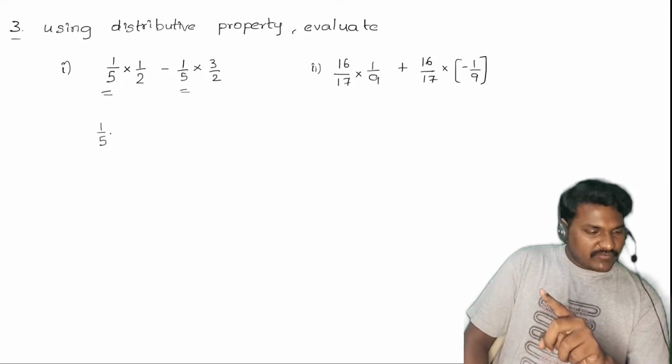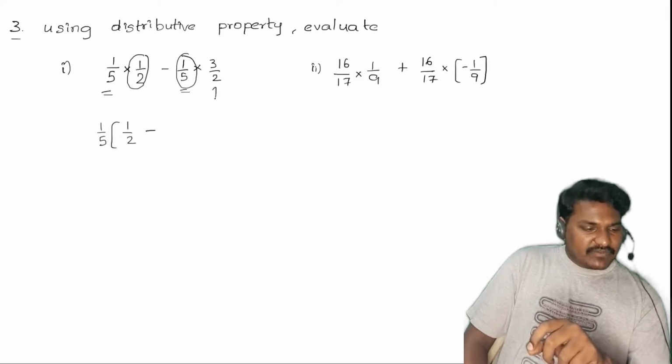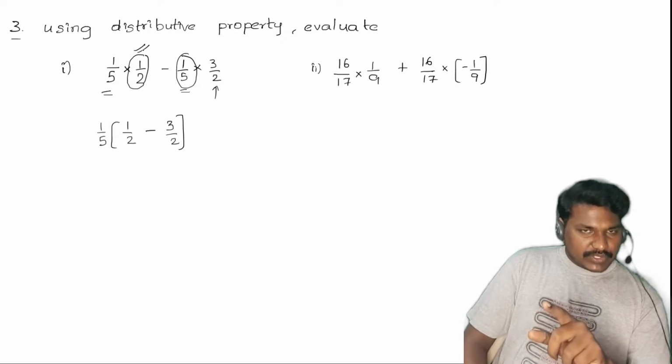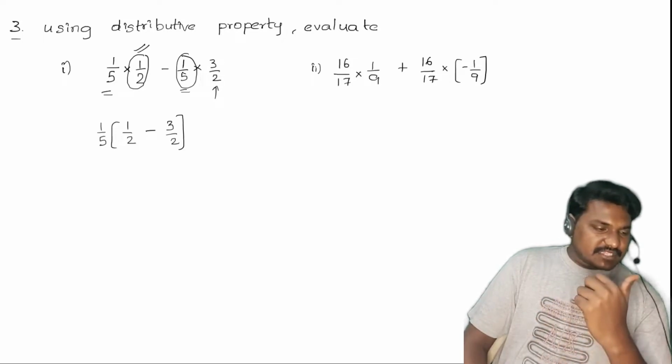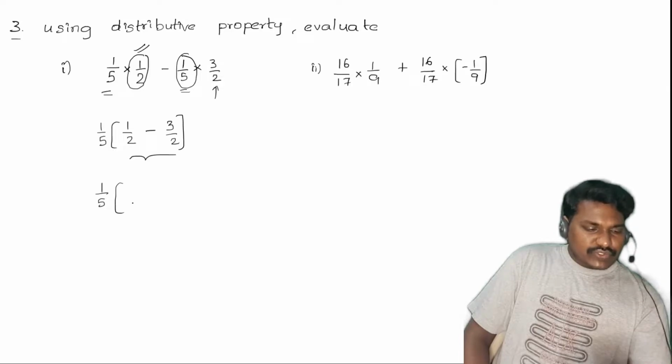So it will become 1 by 5 into 1 by 2, because whenever I take 1 by 5 as common, I will be left only with 1 by 2 here. Minus symbol is there. And here my 1 by 5 is taken already common, and I will be left with 3 by 2. So 1 by 5 into 1 by 2 minus 3 by 2.